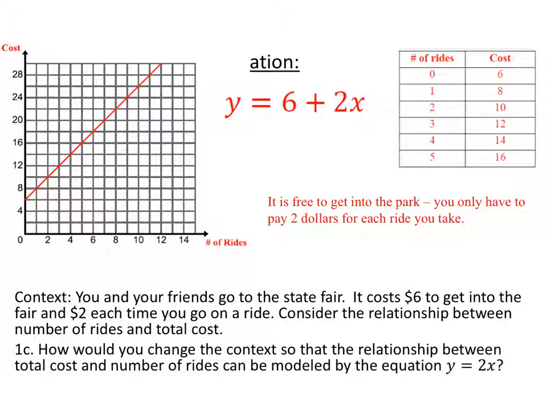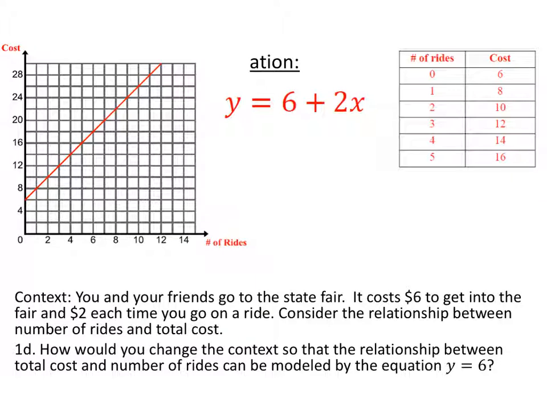1c, how would you change the context so that the relationship between the total cost and number of rides can be modeled by the equation y equals 2x? Well, I guess we see that right there. What that's showing is that the starting value is plus 0, which means that it would cost $0 to get in, and then you're just paying $2 for every ride. So it's free to get into the park. You only have to pay $2 for each ride you take.